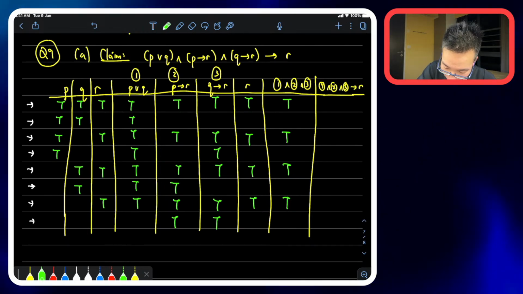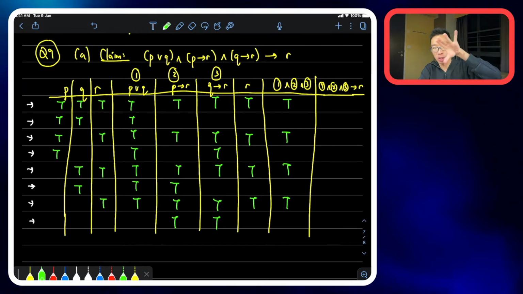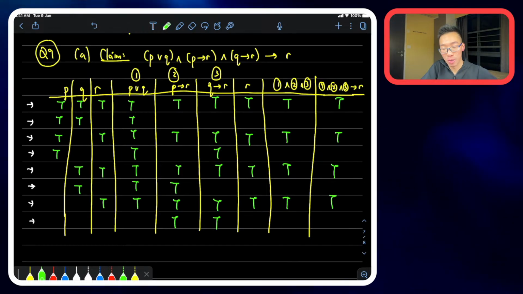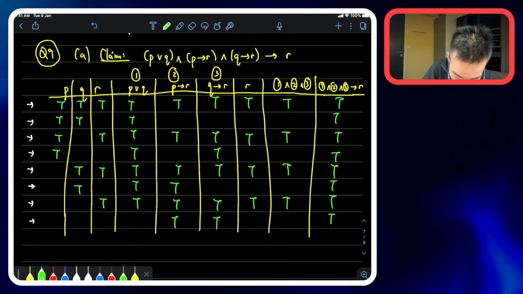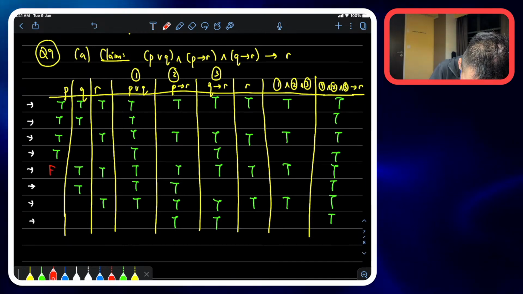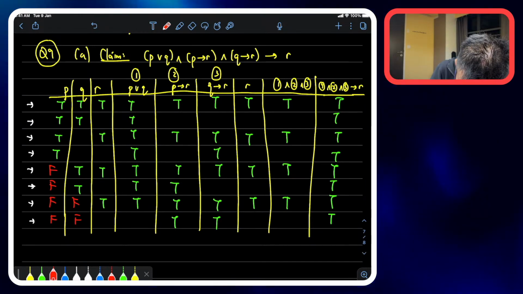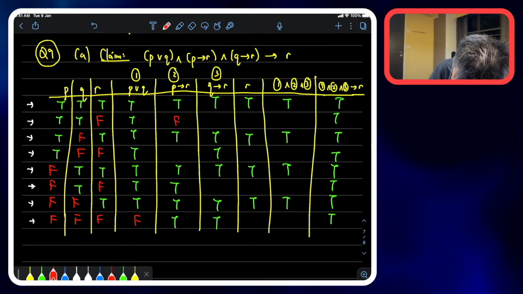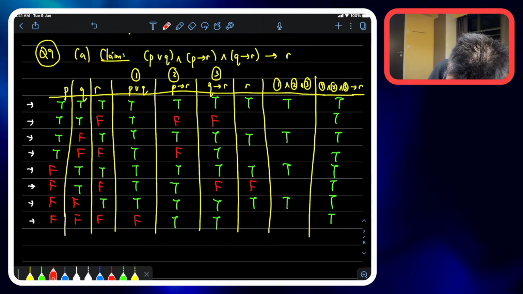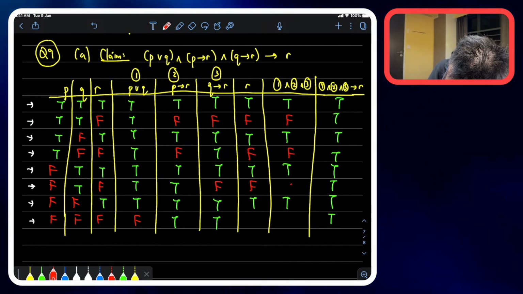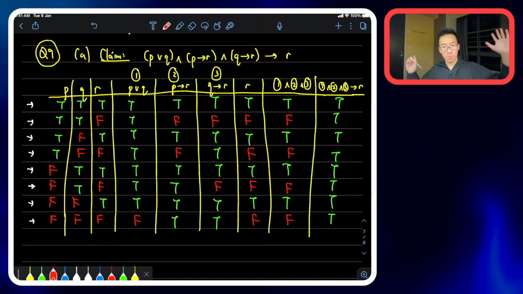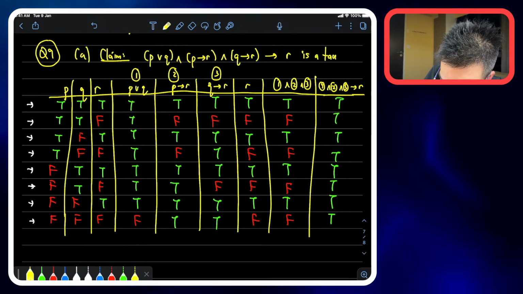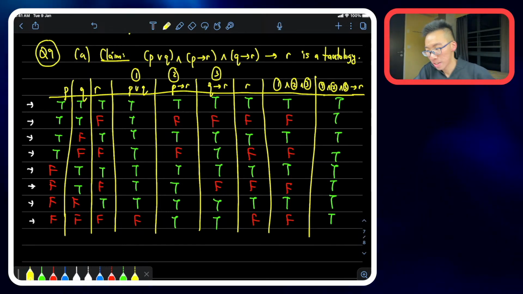Oh, we're good to go, because whenever the 1 and 2 and 3 is true, R is always true. Whenever it's false, the implication is vacuously true. And that's our tautology. Great. It is a tautology. And that's that.